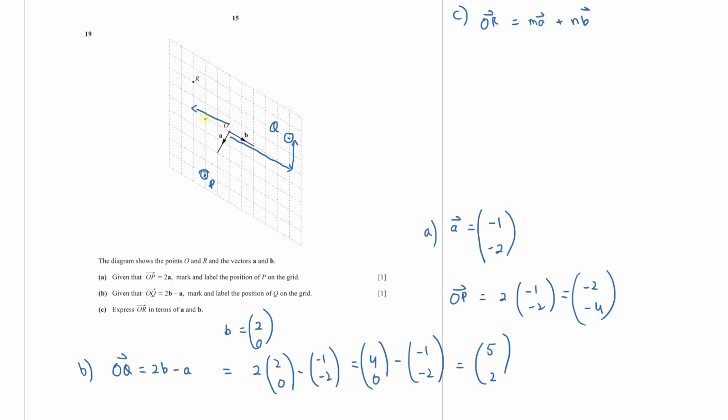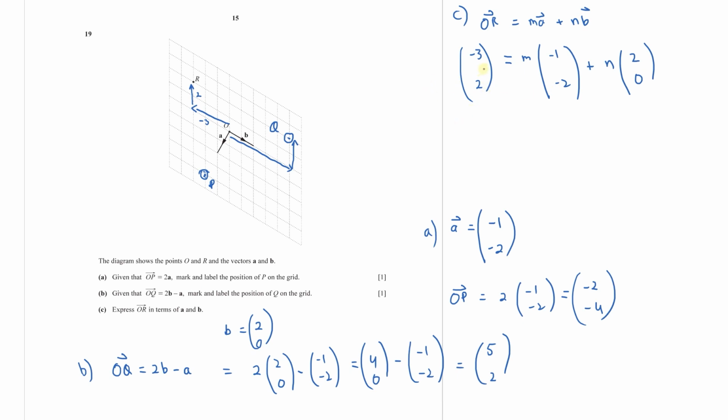So I move 3 places to the left. So this is -3 here. And then I move 2 places up, which is +2. So my OR can be written as -3 and then +2 on the Y. And this is equal to M times A. A is what? I calculated A here, which was -1 and -2. And then N times B. So B is what? 2 and 0. So this is 2 and 0 here.